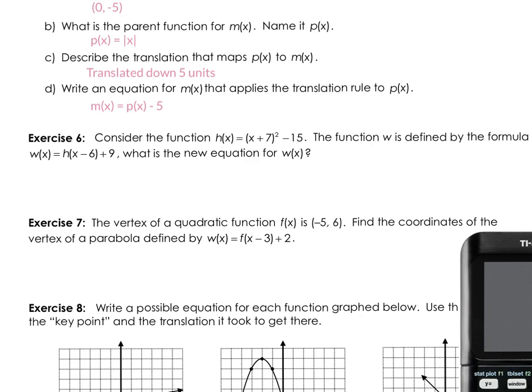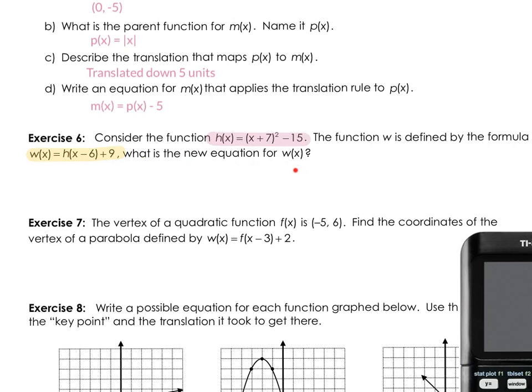Exercise 6 says consider the function h of x equals (x + 7) squared minus 15. The function w is defined by a new formula, w of x equals h of (x minus 6) plus 9. What is the new equation for w of x?